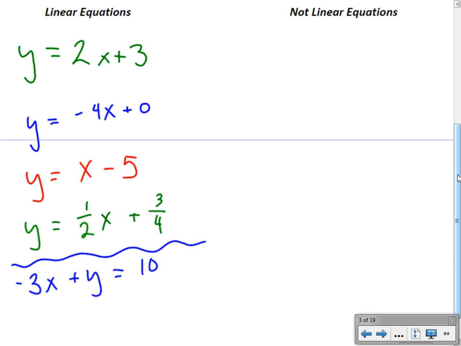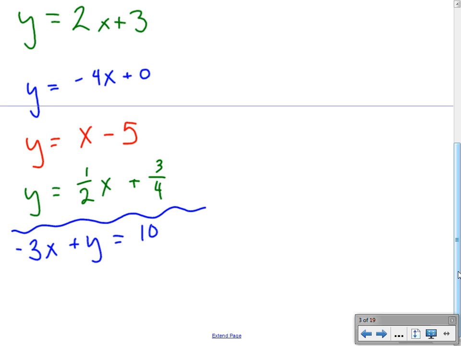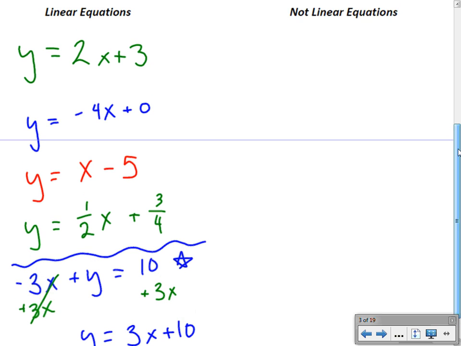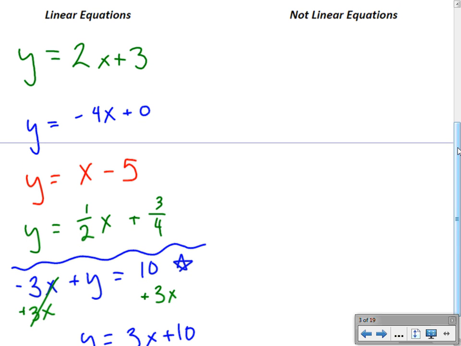If I were to try and solve for y right now, I would have to add 3x to both sides. So I would add 3x here and on the right side. And what I would get from that is y equals 3x plus 10. So now it does match that format. So you've got to be on the lookout for these ones. This is something called standard form that we see occasionally. So if you see one like that, solve for y and see if it matches your y equals mx plus b form.